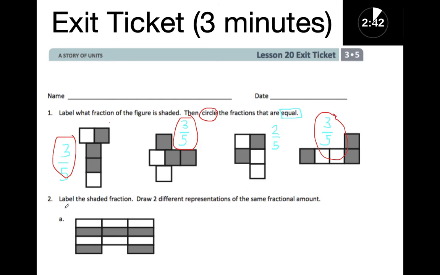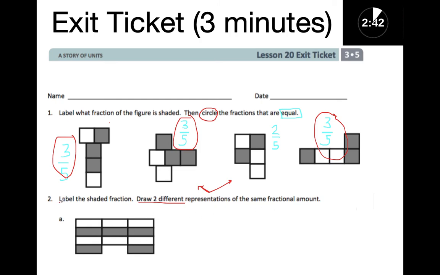Now, number 2 asks us to label the shaded fraction, and then you need to draw 2 different representations of the same fractional amount. What that means is you would need to draw squares and show me that you can make it into different figures, kind of like these ones, right? Kind of like how they made the figures all sorts of weird ways. Different representations of the same amount.